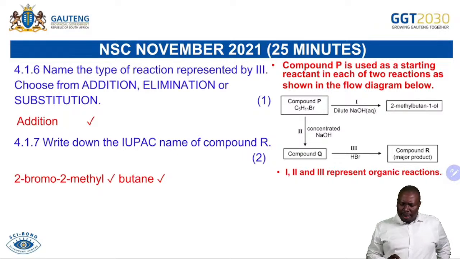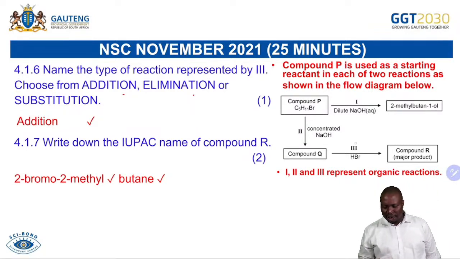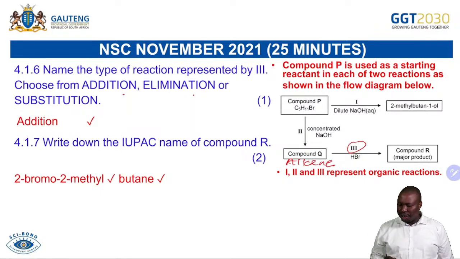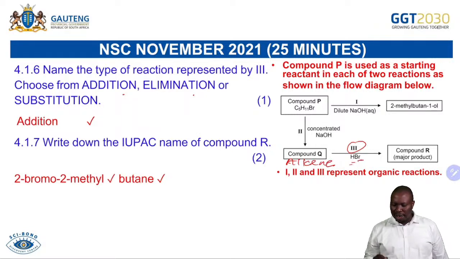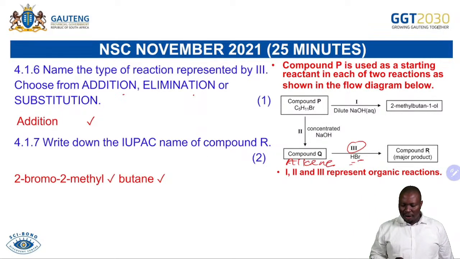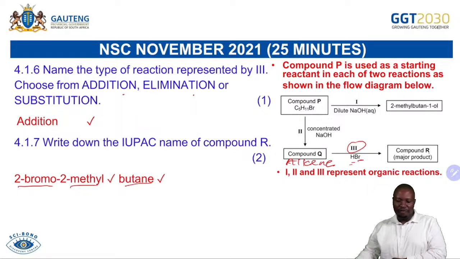Now, name the type of reaction represented by reaction 3. Choose from addition, elimination, or substitution. So we talked about that. Reaction 3, because we're having an alkene here, is going to be addition. What type of addition? We said it is hydrohalogenation or hydrobromination. That is the addition that will take place there. And then the IUPAC name of R will be 2-bromo-2-methylbutane. I hope you got all that, and it will help you as you continue to do these types of reactions.